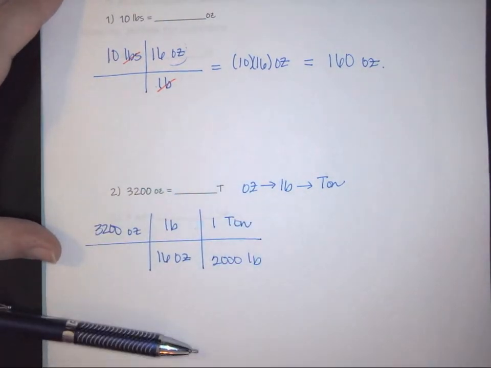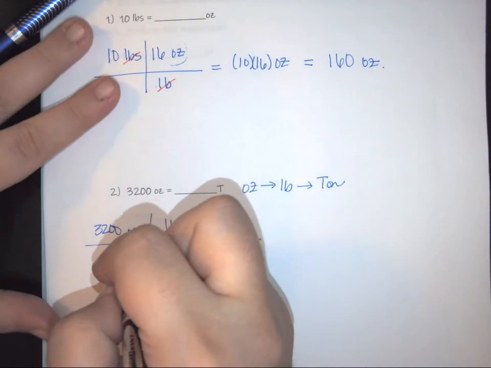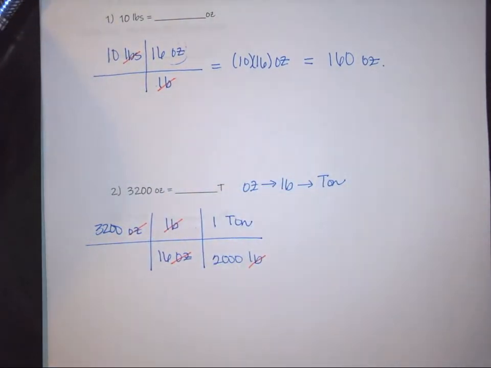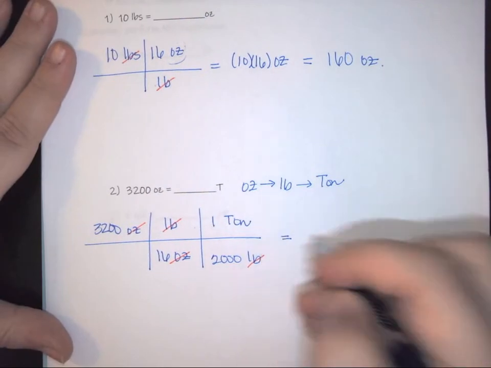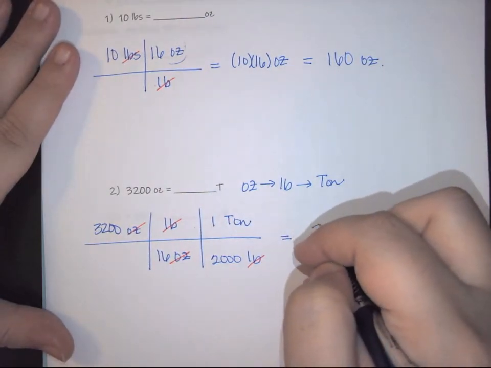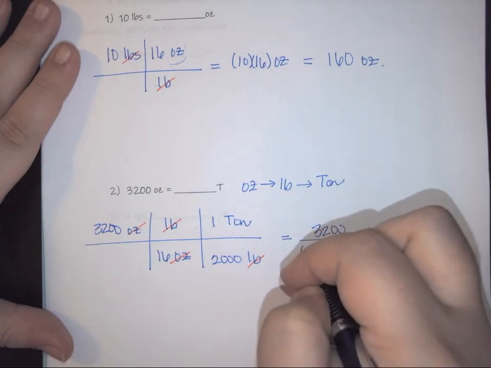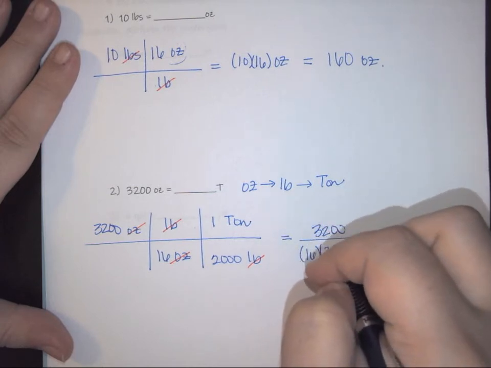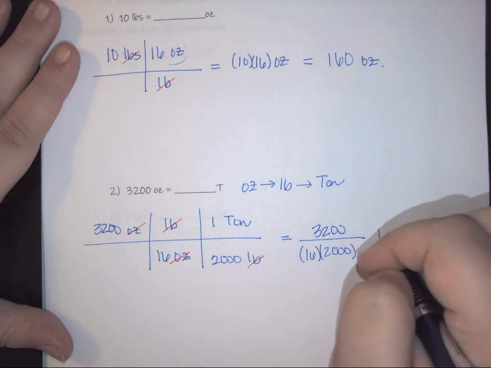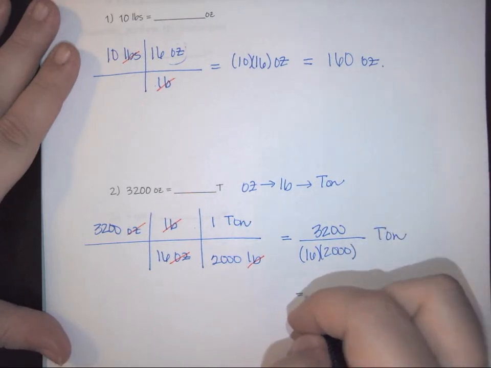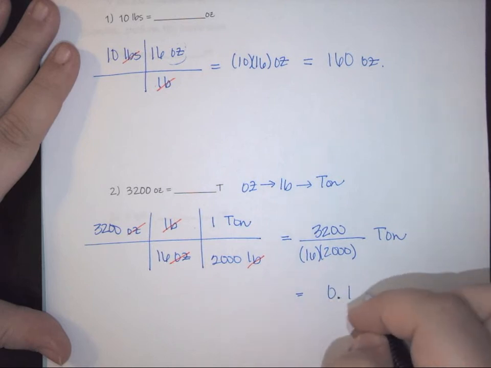So again, if we look, notice we're going to cancel top to bottom, so ounces across and pounds across. So this is going to leave us with 3,200 over 16 times 2,000 tons. So when we do that, we end up getting 0.1 tons.